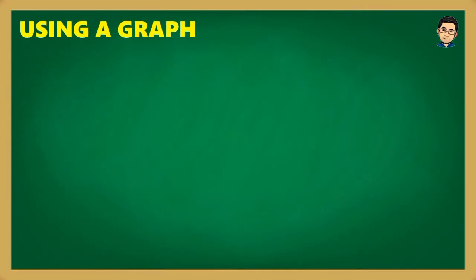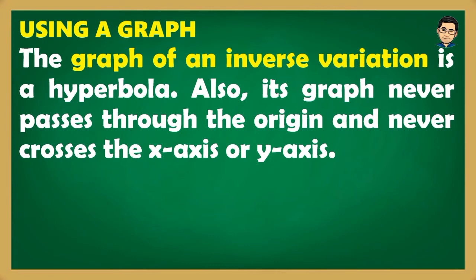So, using graph naman, the graph of an inverse variation is a hyperbola. Also, its graph never passes through the origin and never crosses the x-axis or y-axis. So, kung yung direct variation, ang graph niya is straight line. So, ang graph naman po ng inverse variation is a hyperbola.